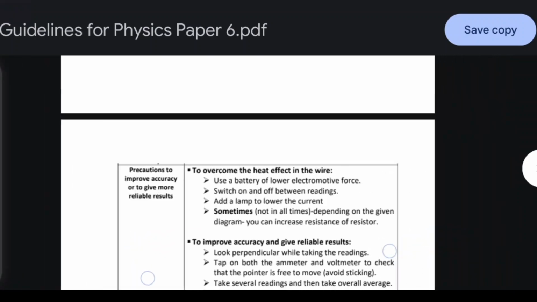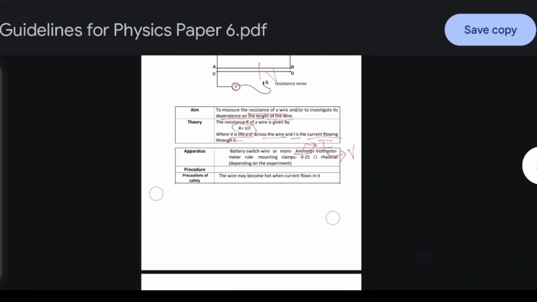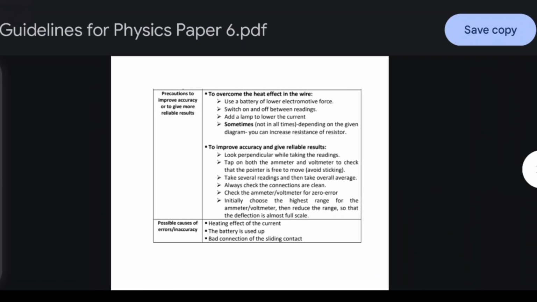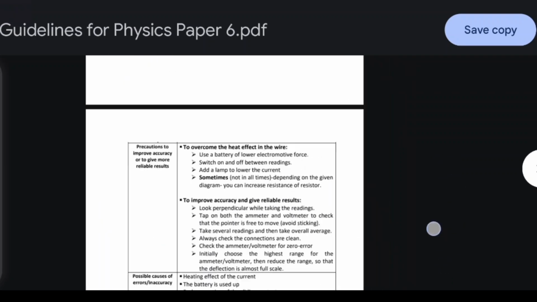Okay, precautions to improve the... Why haven't they given the procedure? Okay, I will explain all the procedure. Just give me a minute because they haven't given it here.